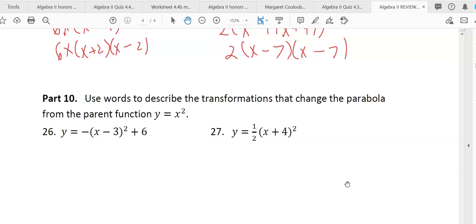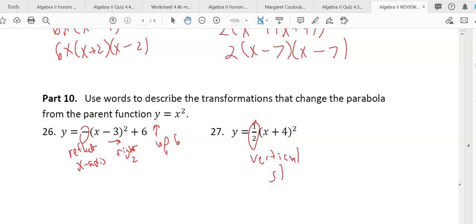Use words to describe the transformation. So this one is reflect over the x-axis. This goes to the right 2, and this goes up 6. This one is a vertical shrink, because it's smaller than 1. Stretch if it's bigger. Goes to the left 4, so left 4. And that's it.